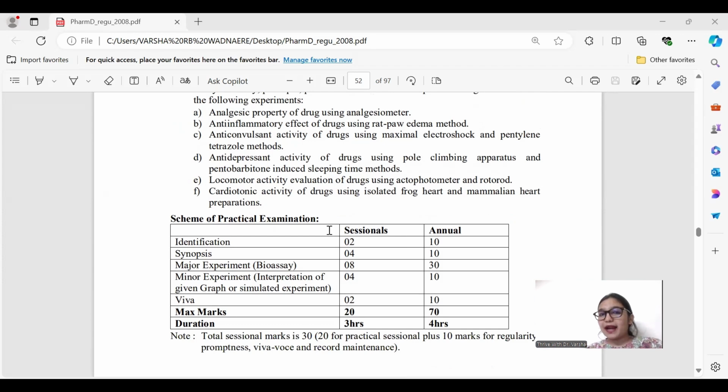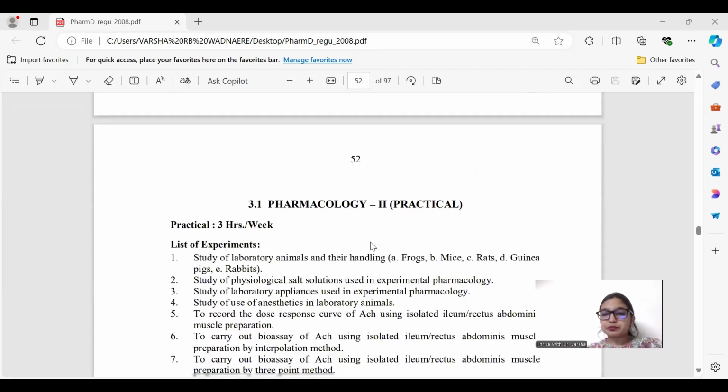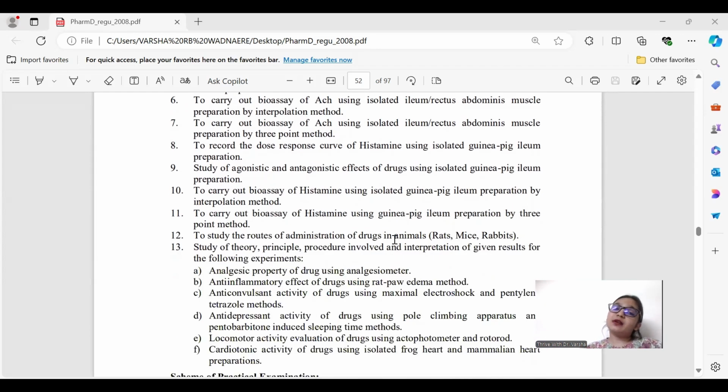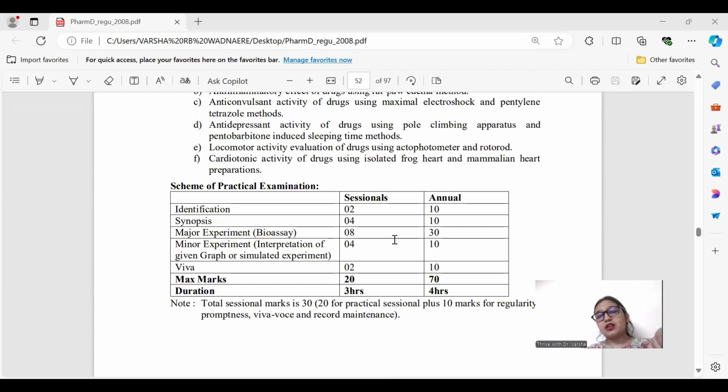Now the practical scheme. In identification, they might ask you this first one, that is this type of animal. They might give you animals and you have to write their characteristics and some information about them. Sometimes they can give you information like the height of this animal is this, the width is this, they perform like this, they eat like this, and their gestation time is this. Now you have to identify which animal that is. So this first experiment can be asked in identification.